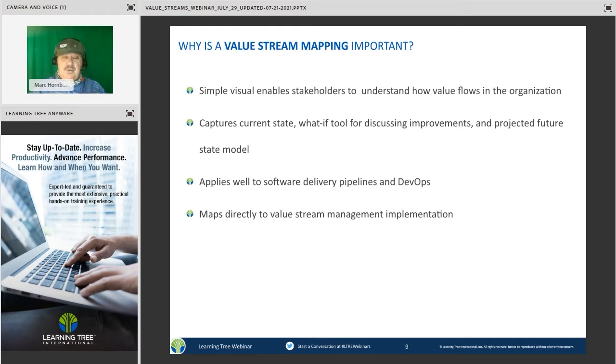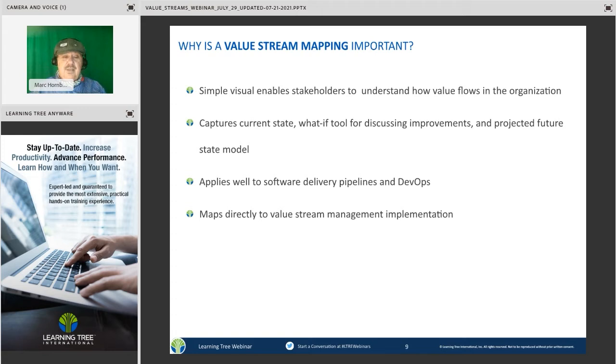What would that do to the value stream? So it can be used as a what-if tool to project a future state value stream model against some goals. It applies really well to software delivery pipelines and DevOps. You can use it for many other things. Like I say, it's been used in lean manufacturing, the automobile industry, and many other things.